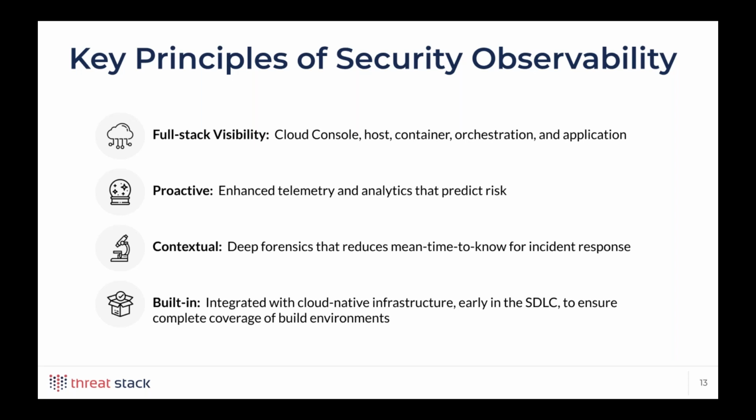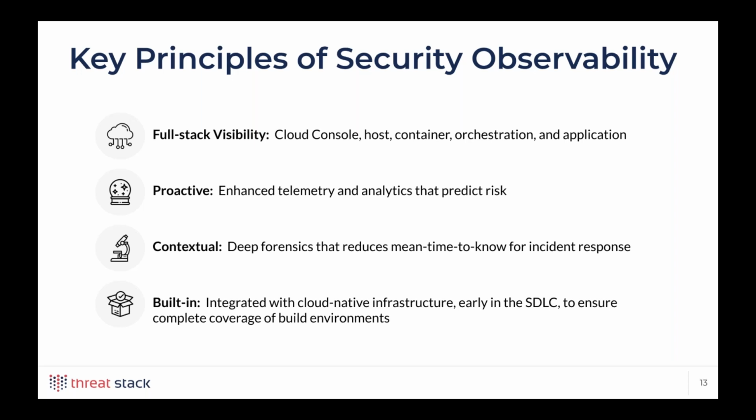Security observability, third bullet, is also highly contextual. So you're not just looking for indicators of threat, you're looking for deep context that helps you reduce the mean time to know when an incident occurs. So not only do you want to see behaviors that might be indicative of a threat, you want to know what led up to that incident. You want to be able to paint the whole picture of what was exposed, how an attacker may have gotten access. You want the context to be able to very quickly identify the problem. And so that means gathering deep, rich telemetry from throughout your infrastructure.